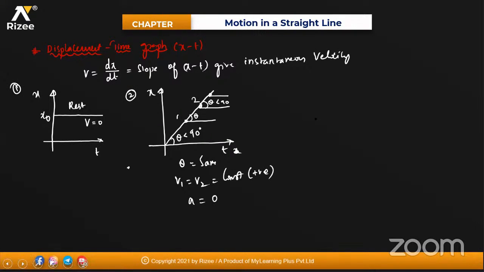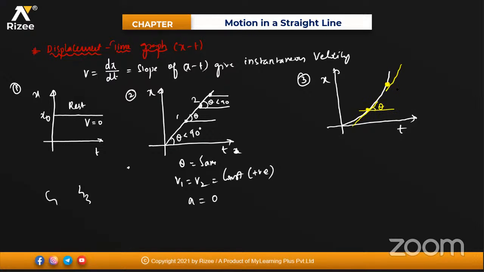Third graph. Now tell me this one. This one, the x versus t graph. Draw the slope for this one. Can anyone draw the slope for me? If I take one point here, draw a tangent to this one. So this will be your tangent like this, and this will be your tangent like this, isn't it? So if I make an angle, this is your theta, this is also your theta. So this is theta 2 and this is theta 1.